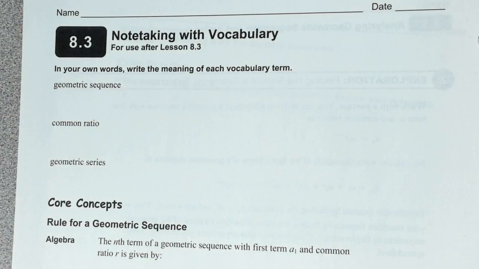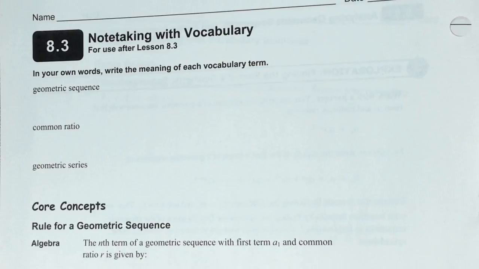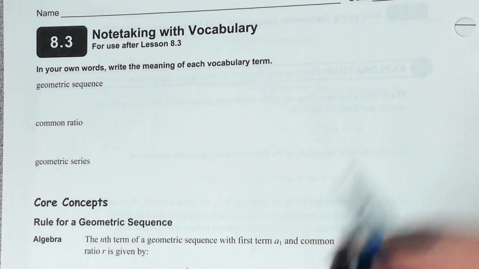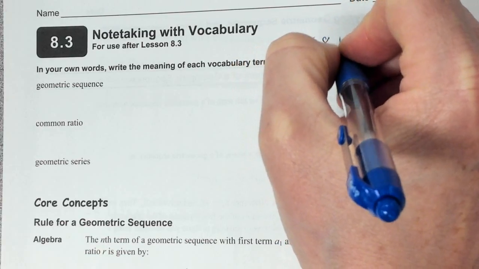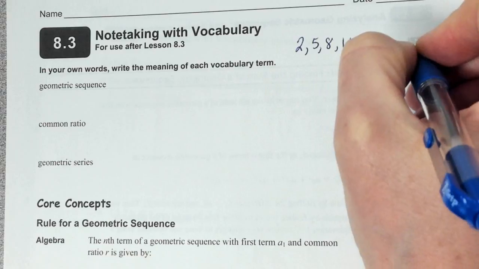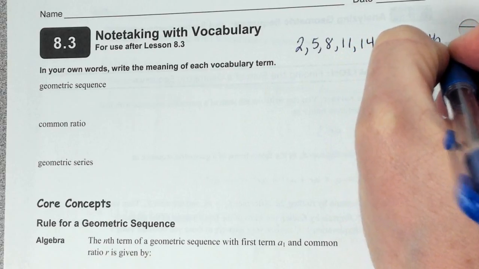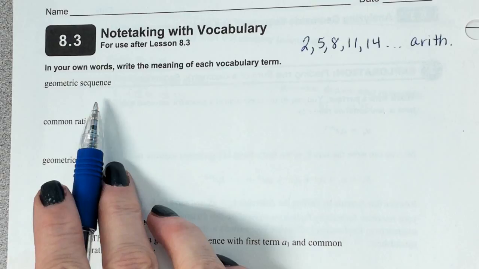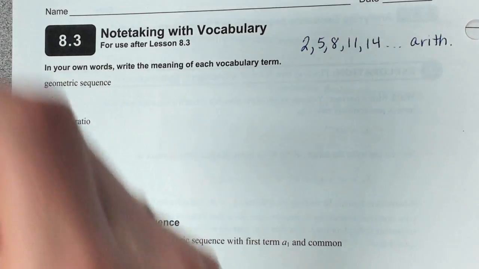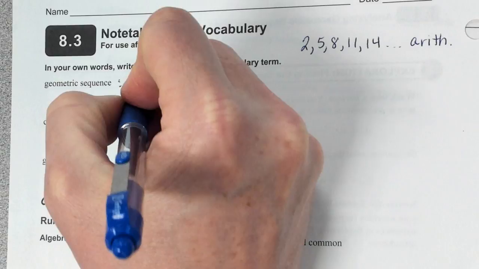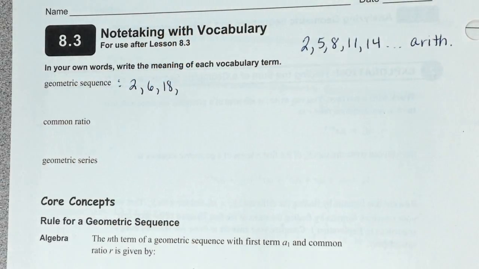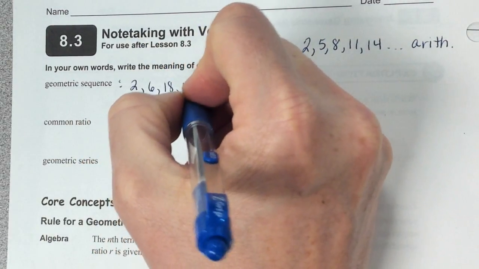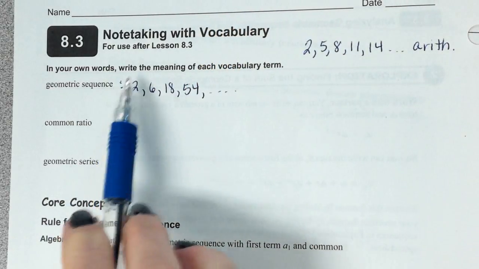All right. So, the geometric sequence, what's the difference? Well, we've talked about the arithmetic. The arithmetic was when we start with a number and we add on the same amount. So that's an example of arithmetic. Geometric is when we start with a number and we multiply by the same amount. So an example of a geometric would be like 2, 6, 18, 18 times 3, 54. So see what's happening here?